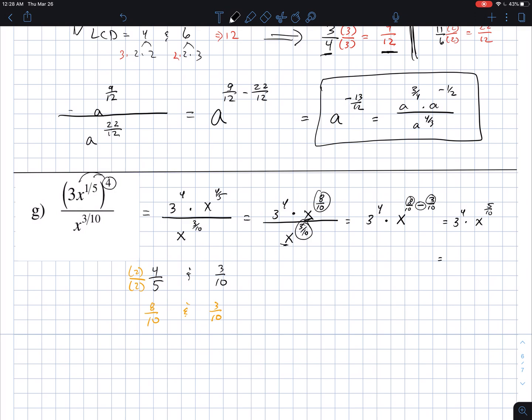So it looks like what we have is 3 to the 4th x to the half. Now, I'm not so sure they want you to keep it as 3 to the 4th. However, this is a good answer.